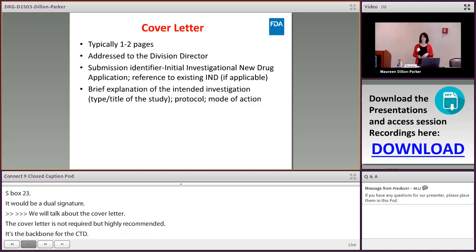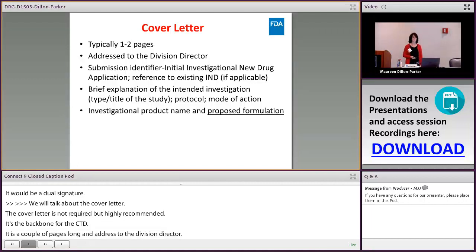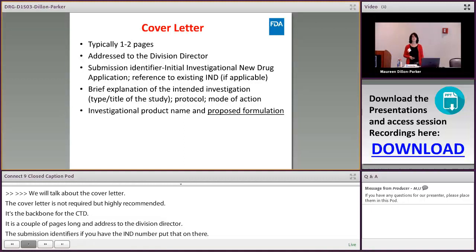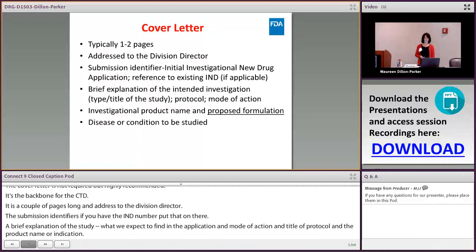Submission identifiers, again, if you have your IND numbers or not, put that on there. Include a brief explanation of your study, what we're going to expect to find in your application, mode of action, title of your protocol, your product name, your indication. If you can highlight that at the top and let us know drug name or application number, that's really helpful to get it routed appropriately.